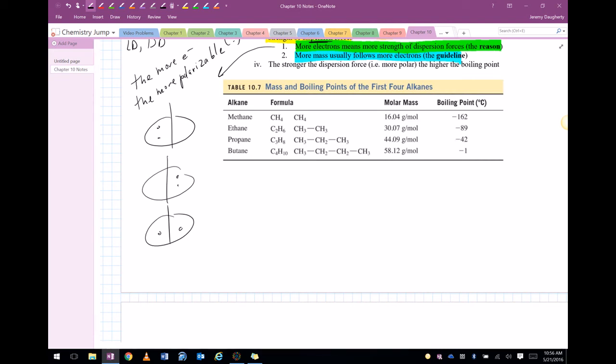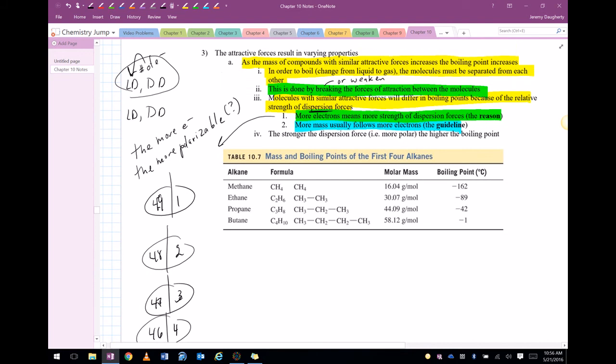Now imagine, let's say, 50 electrons. With 50 electrons, I can have 49 electrons on one side, 1 electron on the other. That's polar. 48 and 2, 47 and 3, 46 and 4. You can see now I'm getting a lot more opportunity to be polar because I have more electrons. Greater chance of being polar means it's more polarizable. Okay?